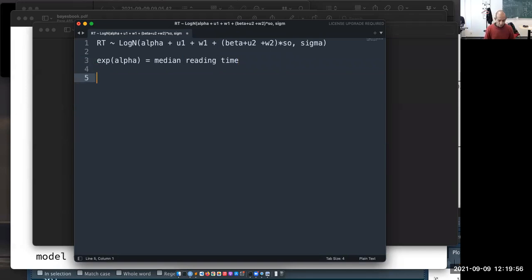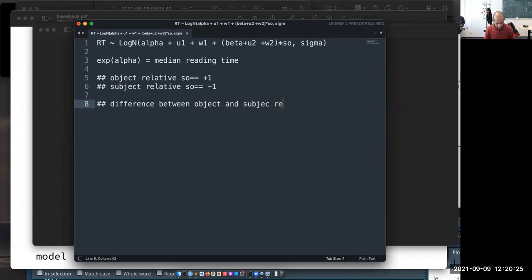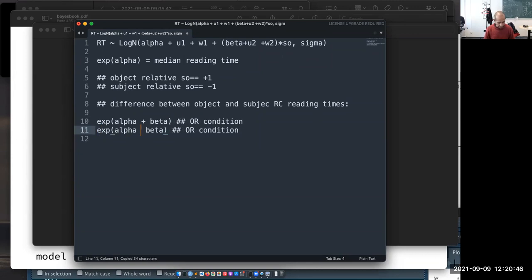And so what I can do, if I want to know the effect of the relative clause manipulation, remember, the object relative had a coding that SO was equal to +1, and subject relative had the coding of -1. That was the setup. So if I want to figure out the difference between object and subject relative clause reading times, how do I do that? I will take alpha plus beta, that gives me the average reading time in the object relative condition, OR condition, and alpha minus beta will give me the median reading time for the subject relative condition.